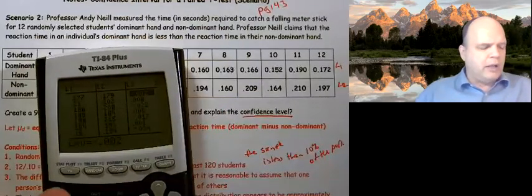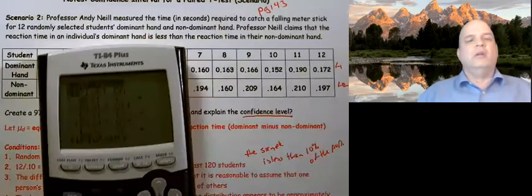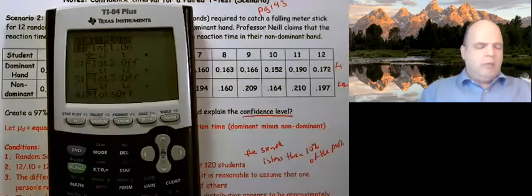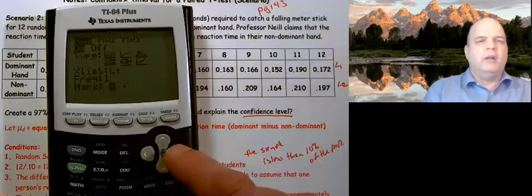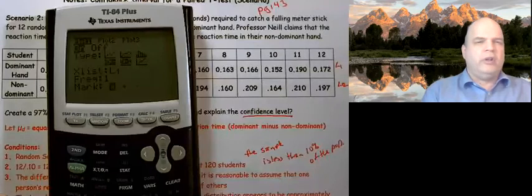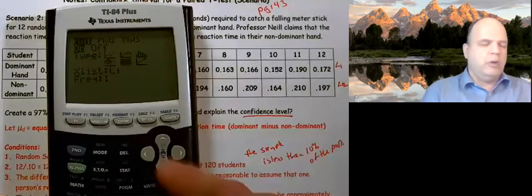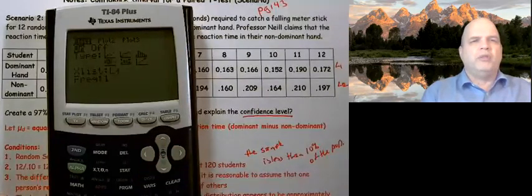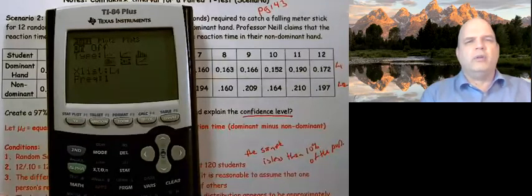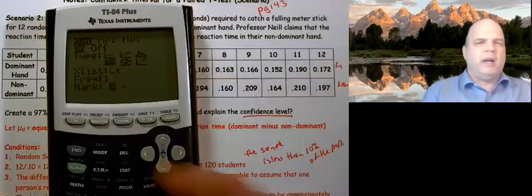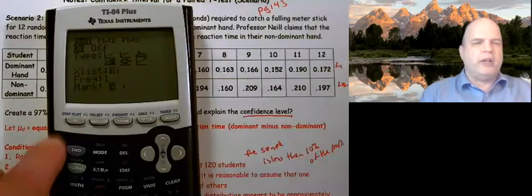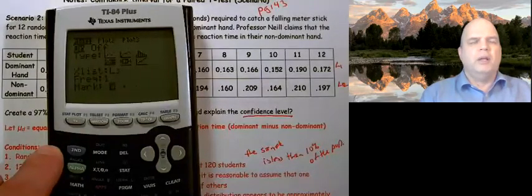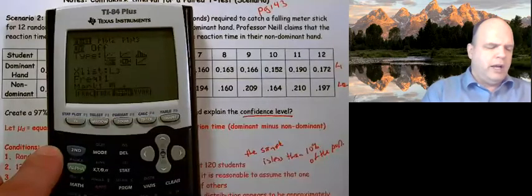So I need to do a box plot. Second stat plot. Press enter, arrow to the left, drop down, arrow over, press enter on the one with the outliers. Make sure you press enter with the one showing the outliers. Then I need to drop down to my X list. And my X list, I'm looking for the paired differences, so this would be second 3. Then I can press zoom 9.